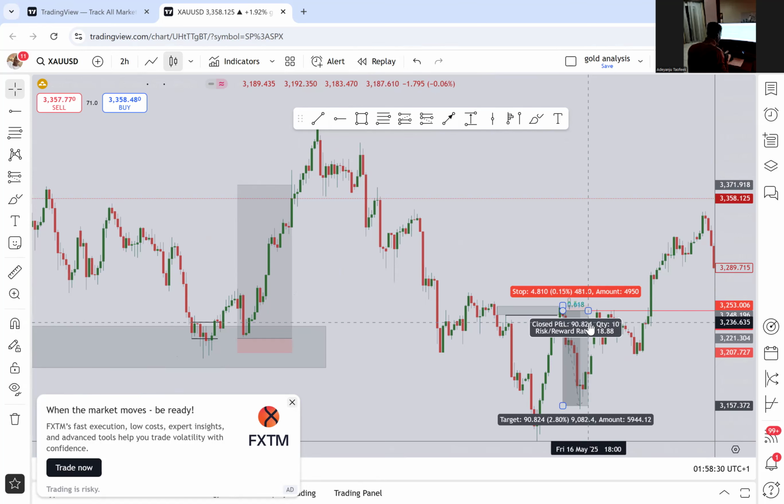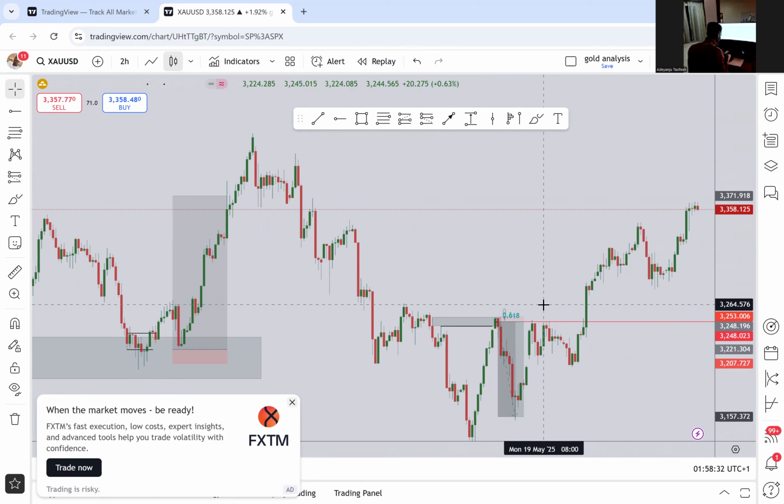So I'm going to end this session with the two examples I dropped, and I hope this helps you understand it more. So the next session I'll be using another pair, probably Euro NZD. I'm not really sure yet, but let's see how it goes.